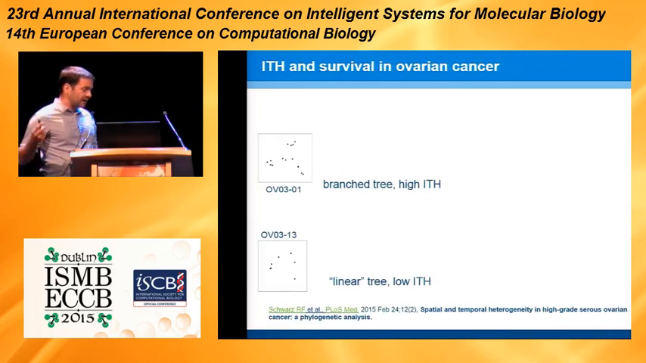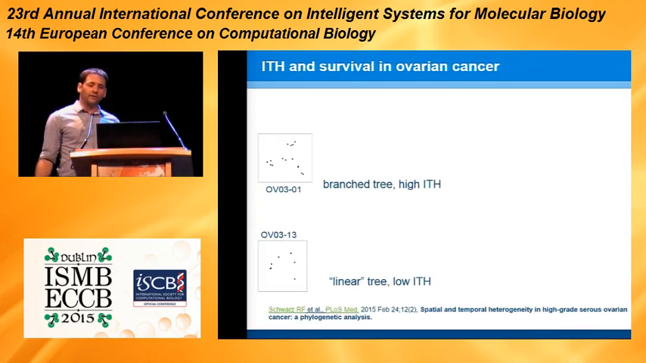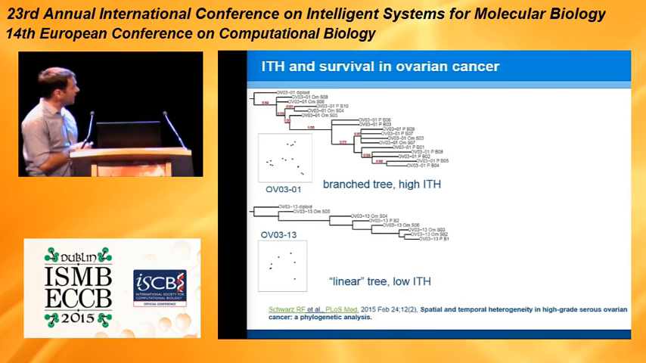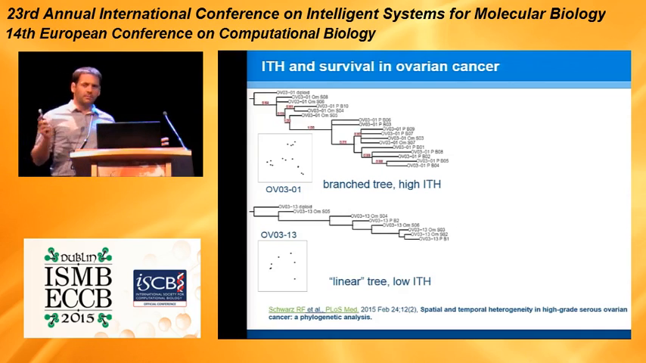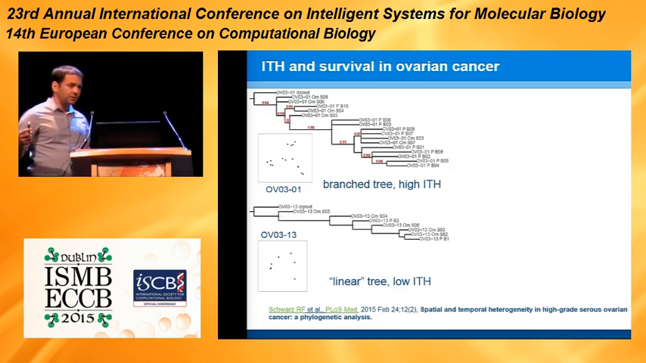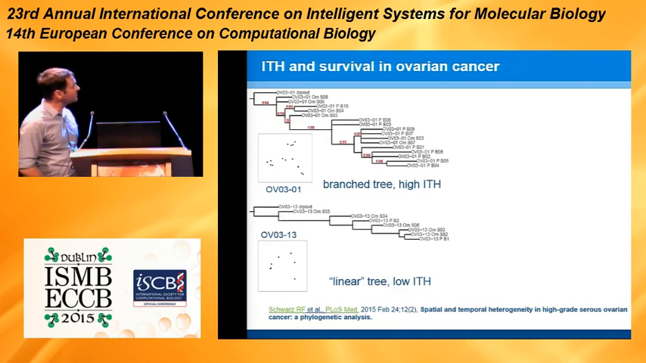We performed this analysis on our OVO3 ovarian cancer clinical study, and we came up with a highly interesting result. We had about 20 patients, each of which was sampled between 3 and 30 times, up to 30 different metastases, all physically separate samples taken from primary tumors and metastases. What we found was that our patients clustered into one of two groups.